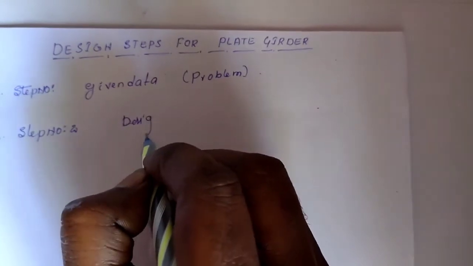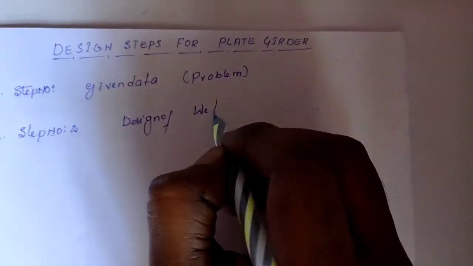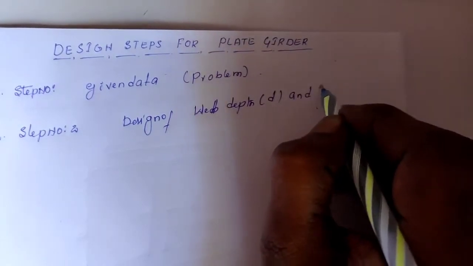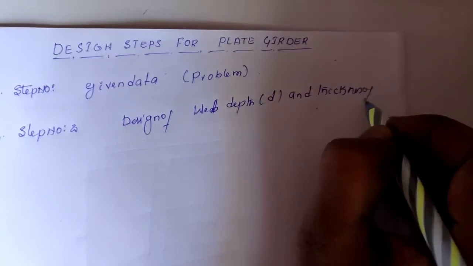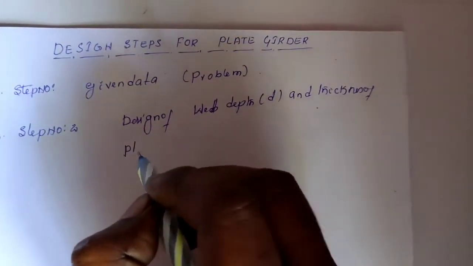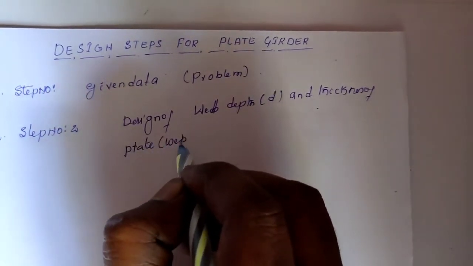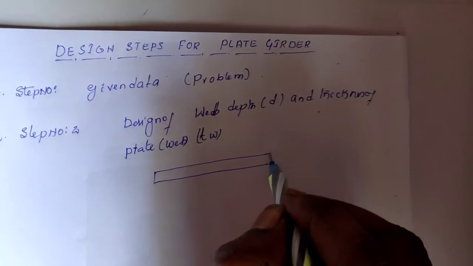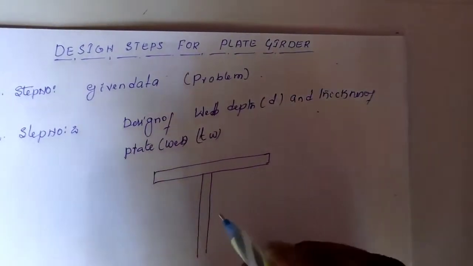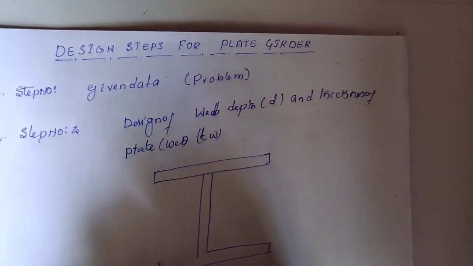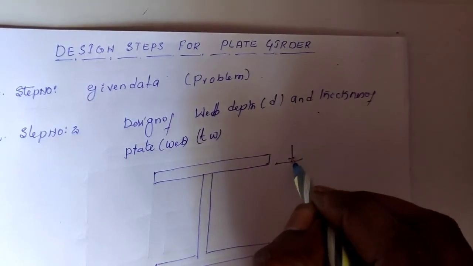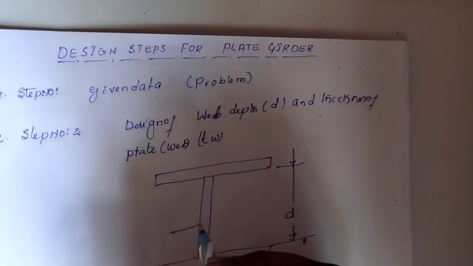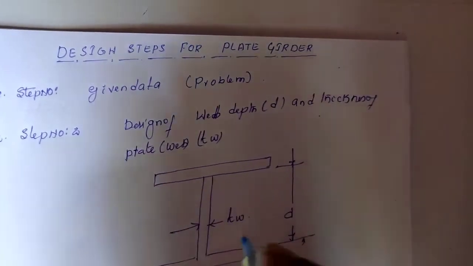Design of web depth, in bracket D, and thickness of plate girder. Thickness of plate web, in bracket TW. Draw the figure. This is the top of the top flange. This is equal to the bottom flange. You first design the depth of the web D. Next, second, thickness of web.